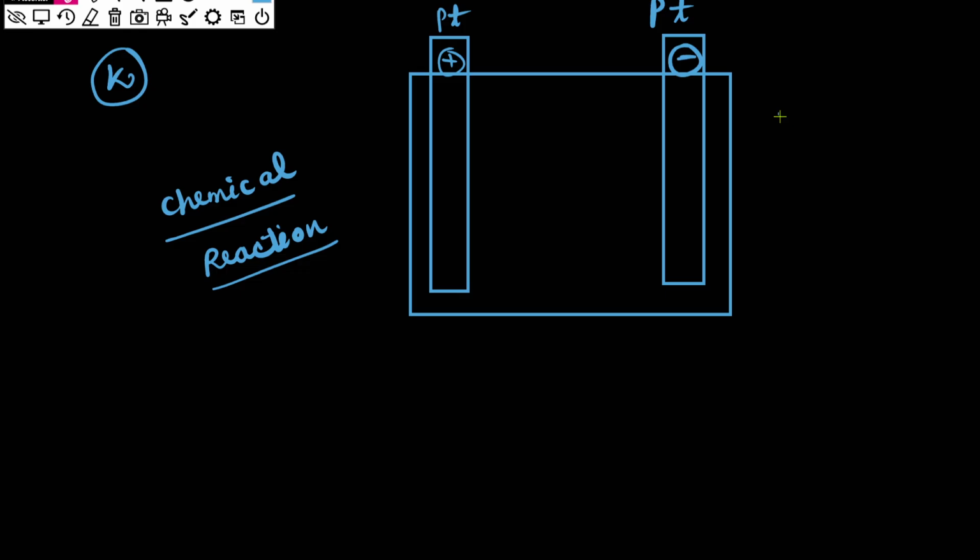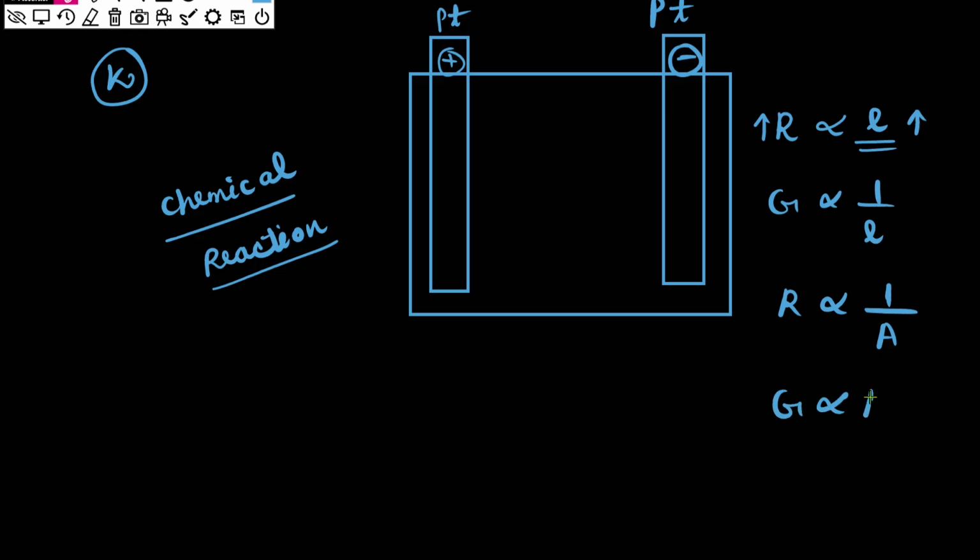Always remember that resistance is directly proportional to length. We know that as the length is increasing, the resistance will increase. So the conductance will be inversely proportional to length. Similarly, if the resistance is inversely proportional to the area of cross section, what should happen here? The conductance is directly proportional to the area of cross section. As simple as that. Now, sometimes what happens is that we know the value of conductance and now we have to calculate the value of conductivity.